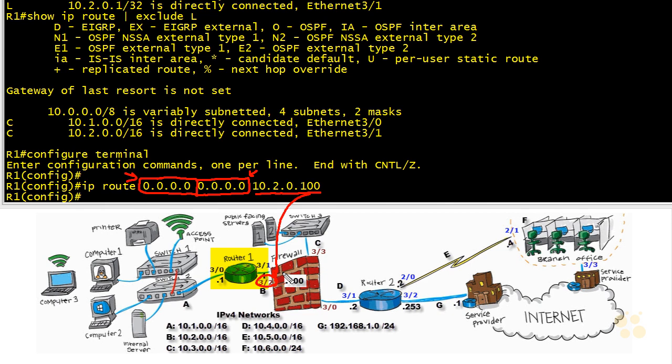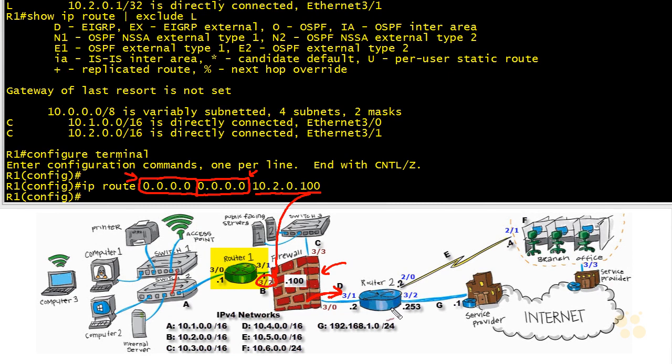Now, just because we're going to use the firewall as our default route, it doesn't mean the firewall automatically knows how to forward everything. Every device in the network needs to be configured to make correct forwarding decisions. And it just so happens for us that the people who configure the firewall have already configured that for us. It's very likely, if we looked at the configuration of the firewall, it would say that its default route is to forward packets over to router 2.